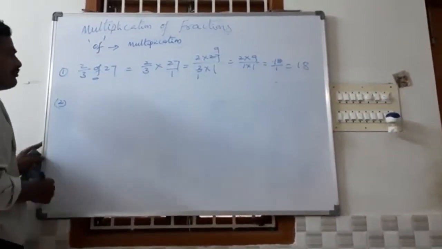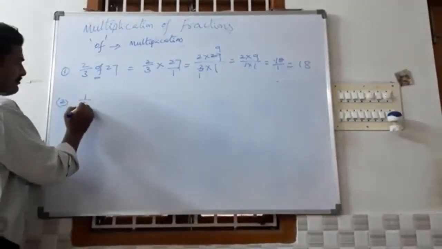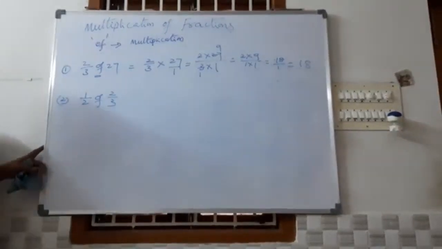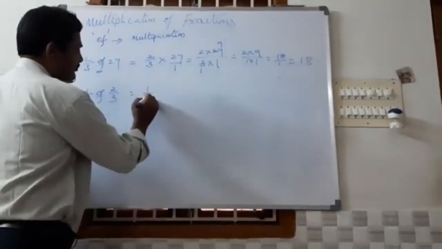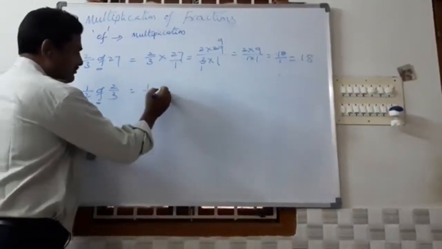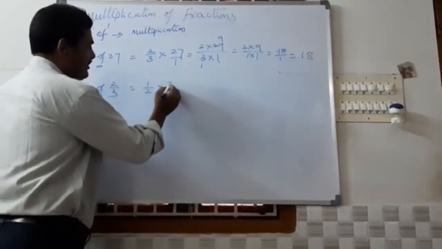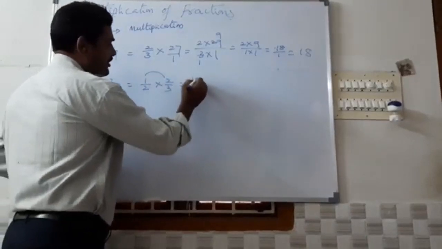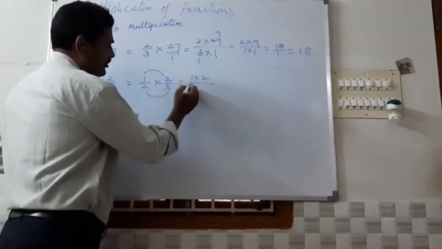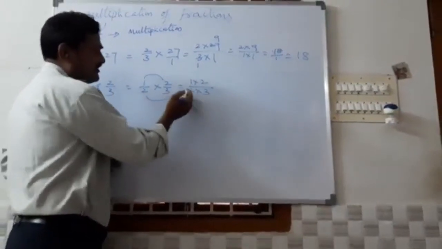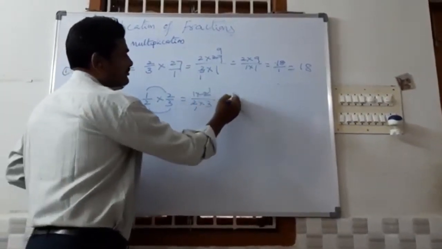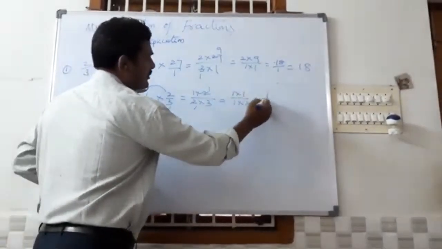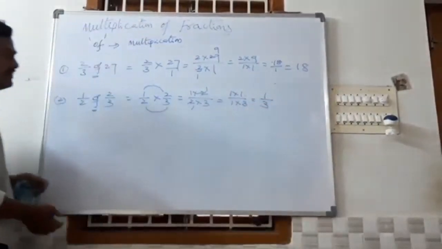In this one, we are going to multiply fractions: 1 by 2 of 2 by 3. That means 1 by 2, "of" stands for multiplication, and 2 by 3. Now, normal multiplication. 1 into 2 by 2 into 3. If any cancellations here, 2 ones, 2 ones. So remaining 1 into 1 by 1 into 3. 1 one is 1 by 1 three is 3.